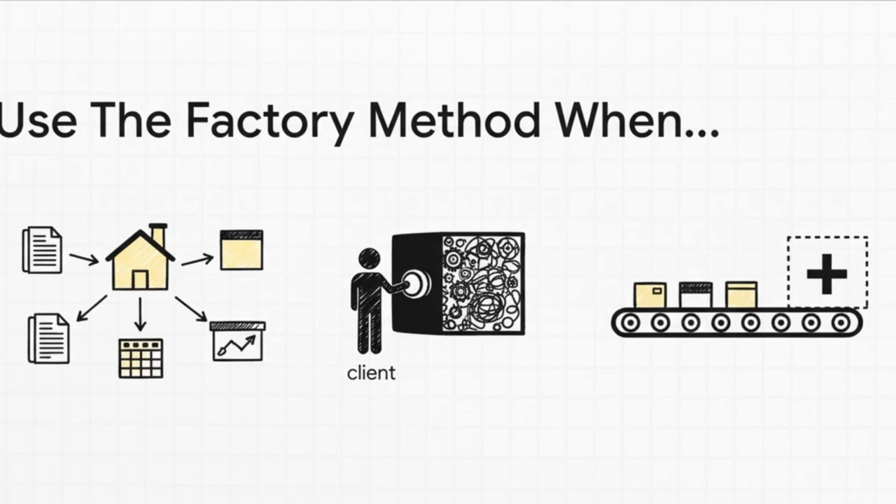So here are your green lights. You pull this pattern out when your client code just shouldn't need to know how an object gets made, or when you want different parts of your system to be able to create different kinds of objects. And most importantly, when you have that gut feeling that you're going to need to add new types of objects down the road without having to rewrite everything.